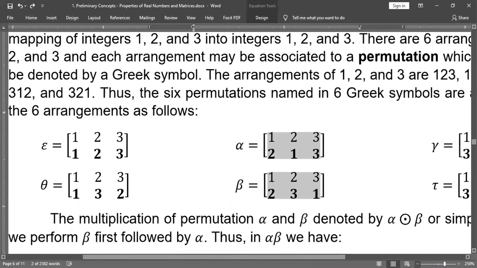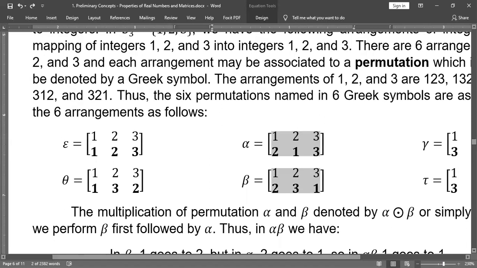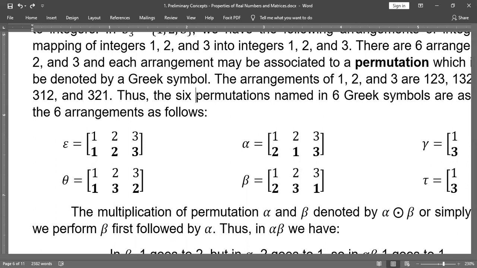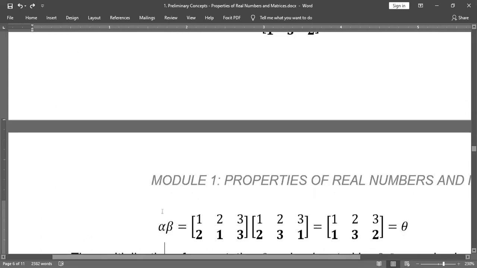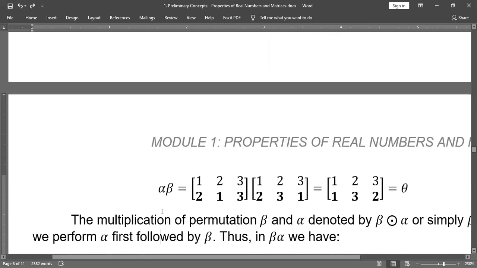But are we commutative under permutation? Sa tingin nyo? When we say commutative, in reference to order, no? Ang alpha times beta ba is the same as beta times alpha? No. Ito yung solution natin, which happen to be the theta.